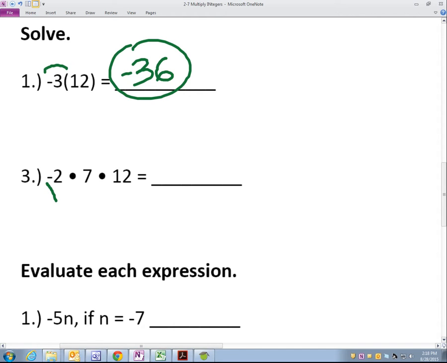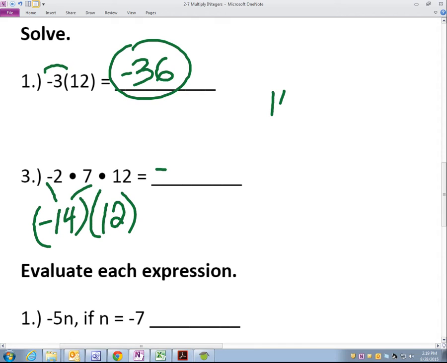So I have negative 2 times 7. There's only one of them that's negative, so that becomes negative 14. I have negative 14 times 12. In your head, you can do the distributive property. First off, is this going to be a positive or negative product, Joey? Negative. It's going to be negative, so I'm going to put that right there.